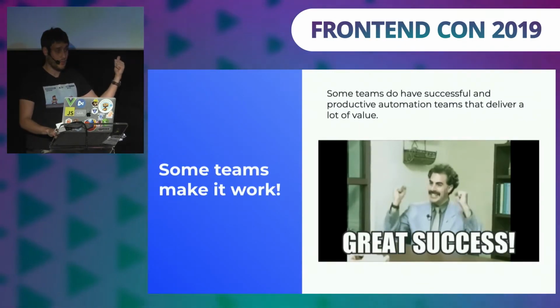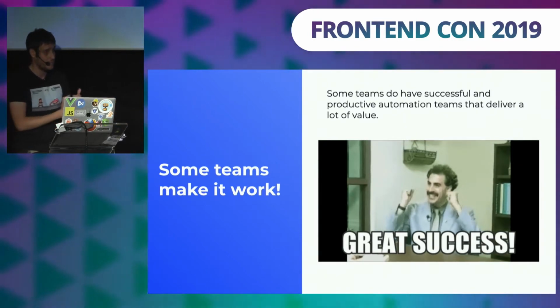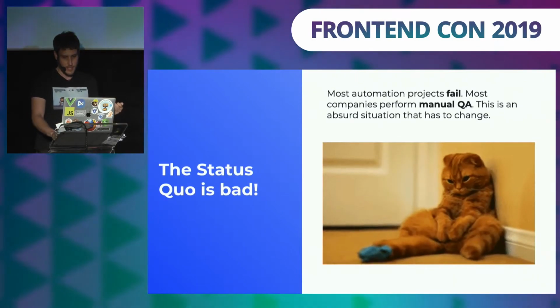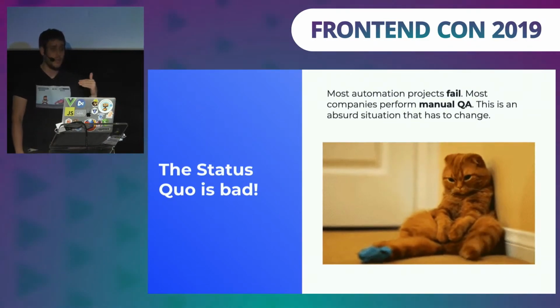But some teams do have automation, right? There's those 15%. Some of them are really happy with their tests. Some of them have really good tests that deliver value that run on their CI. So I wonder why, because most automation projects still fail. Most companies perform manual QA.